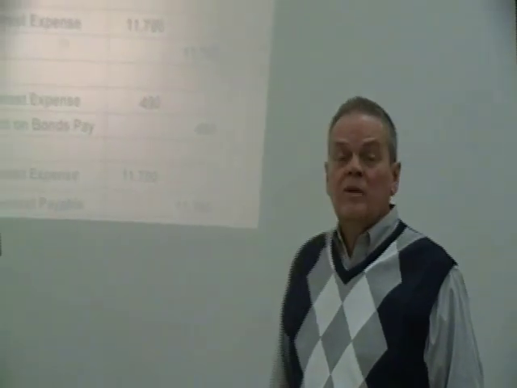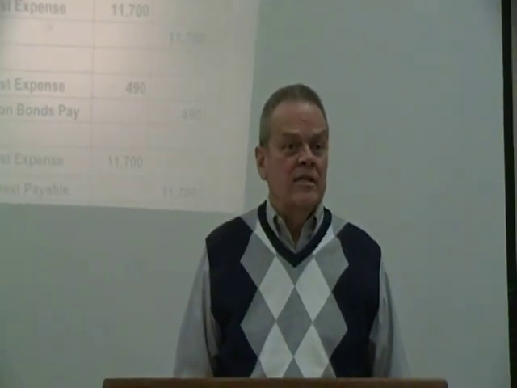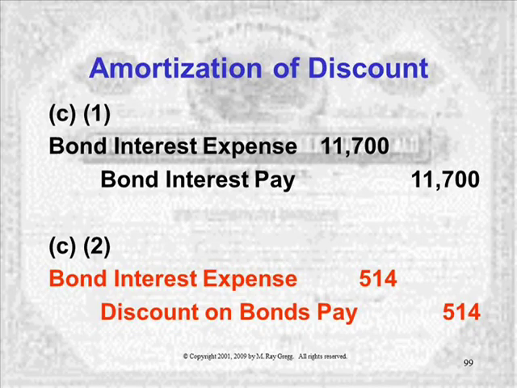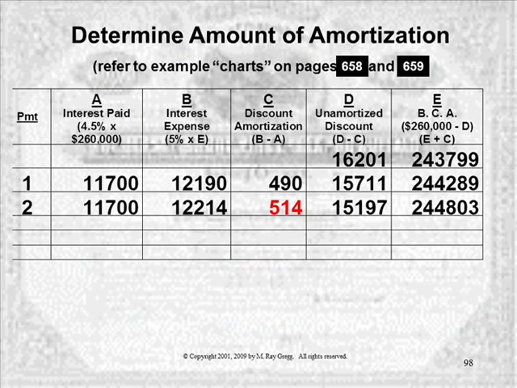Credit discount. And debit interest. It's always interest expense. Sometimes it's debited, sometimes it's credited. We're going to debit interest expense. How much? $514, the amount we saw on the chart that we used to determine that.